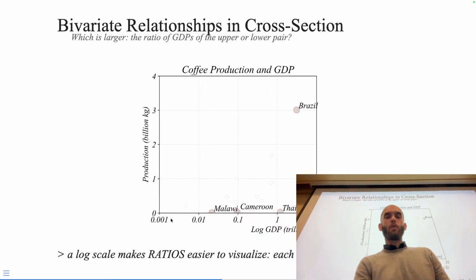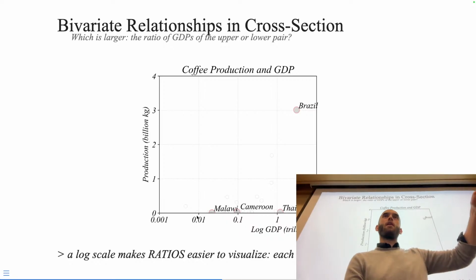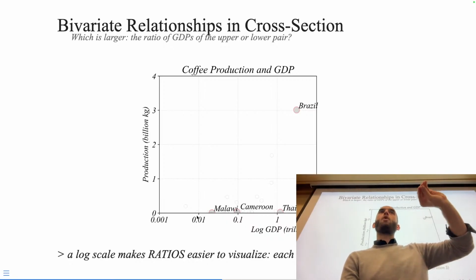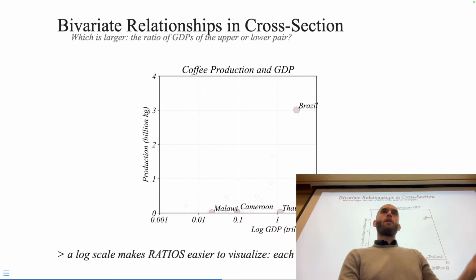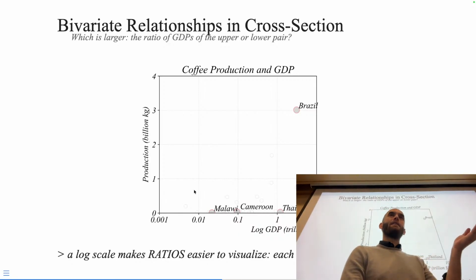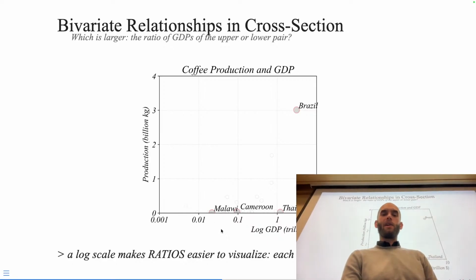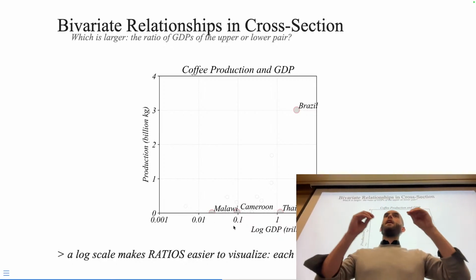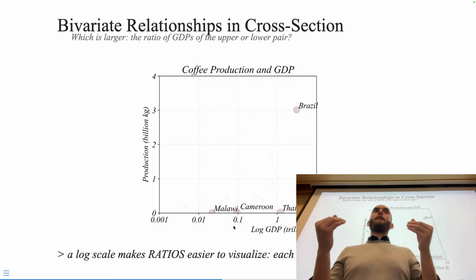But what I've done here with the log scale is every time I increase by one tick mark on the horizontal axis, I'm actually multiplying by 10. So I go from one tick mark, 0.01, to 0.001... I'm multiplying by 10. And what this log scale does is allow me to make ratio comparisons more easily.